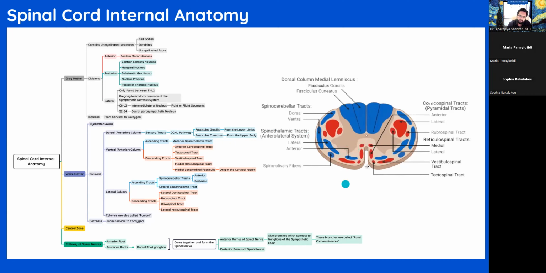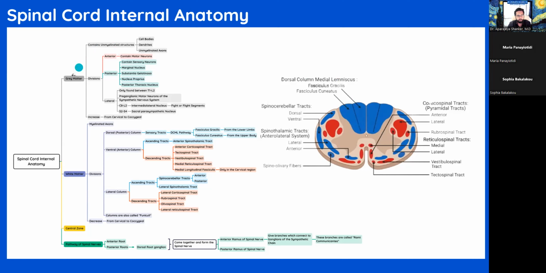So, for example, let's go to the anterior column of the white matter, which is this one. Here you can see that although these are mostly descending tracts, there's also one ascending tract, right? The anterior spinothalamic tract. The same thing happens with the lateral column as well. You have a mix of both ascending and descending tracts. But when you go to the DCML pathway, the dorsal column, the most posterior one, there is only a sensory tract.